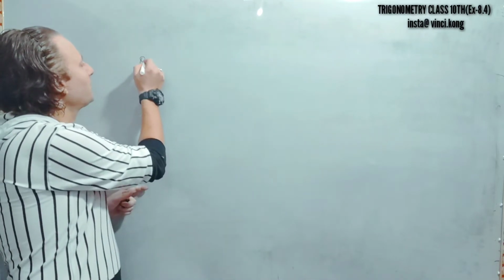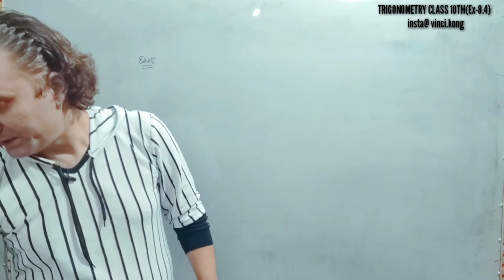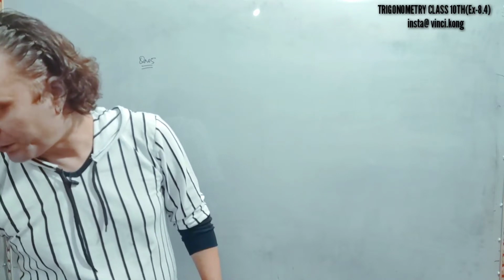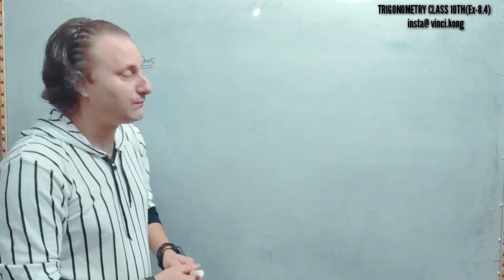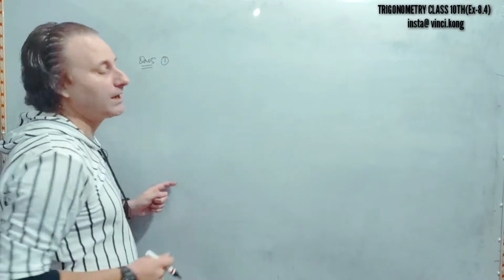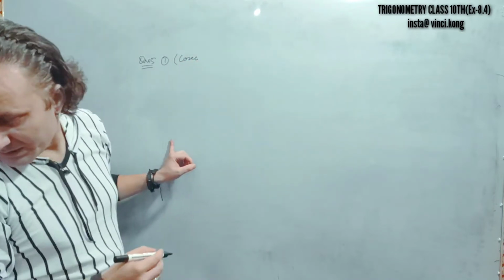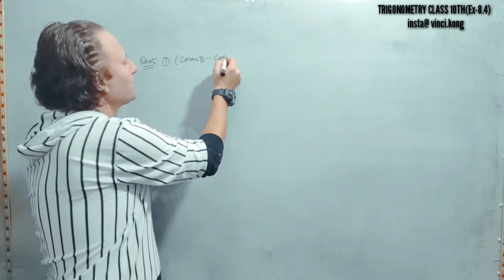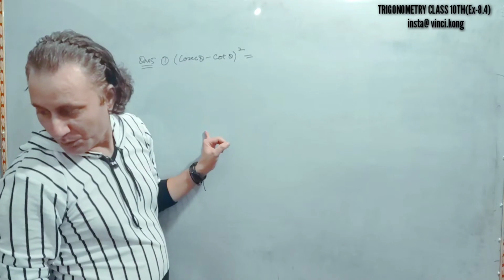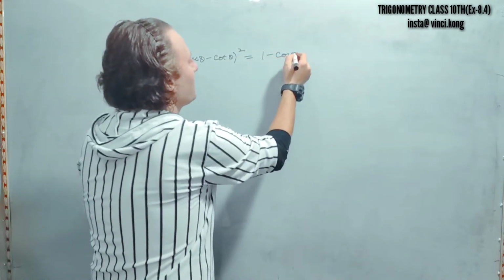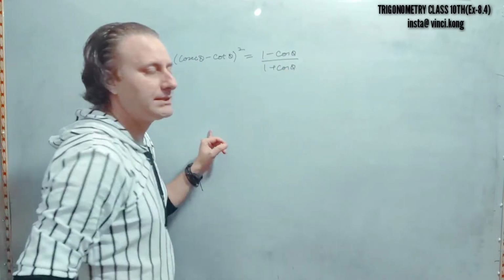So this is question number 5, and if you don't know, I have already done a few questions, that is question number 1 to question number 4, and the exercise is 8.4. So today we will start question number 5 of exercise 8.4, and the part number is 1. It says (cosec theta minus cot theta) whole square is equal to (1 minus cos theta) upon (1 plus cos theta). Okay, so this is the question.